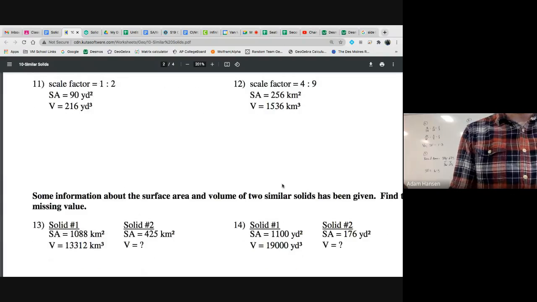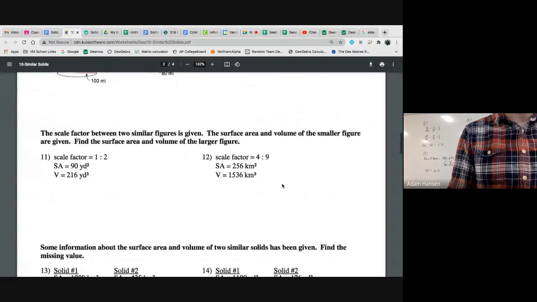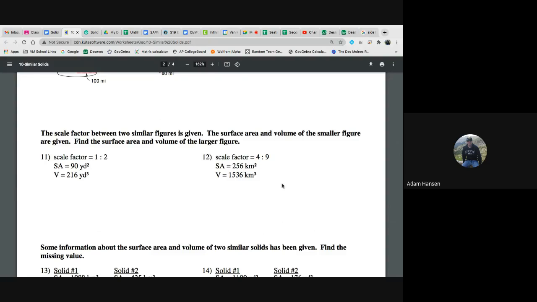All right, last one I want to do, then you guys can start trying some of this on your own with what's left. Number 12. This one's got a bit of stuff for us to think on here. There's a few different questions we have to answer. The scale factor between two similar figures is given. The scale factor between these two shapes is 4 to 9. I'm also given the surface area and volume of the smaller figure. What would the surface area and volume of the larger shape be?